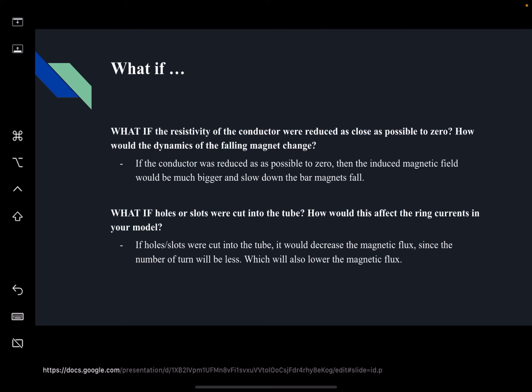What if holes or slots were cut into the tube? How could this affect the recurrence in your model? If holes or slots were cut into the tube, it would decrease the magnetic flux, since the number of turns will be less, which will also lower the magnetic flux.